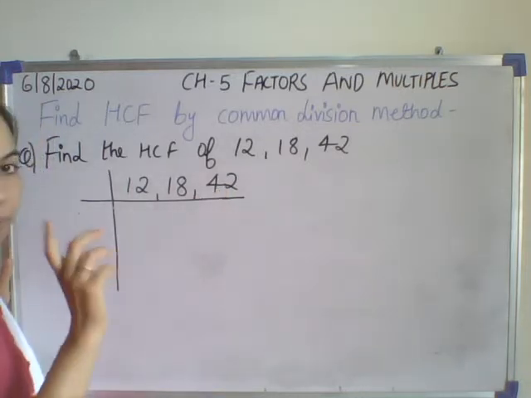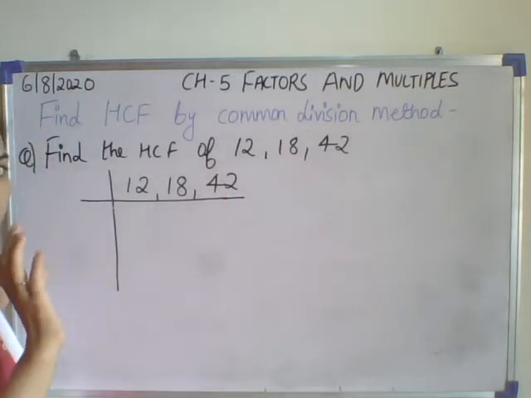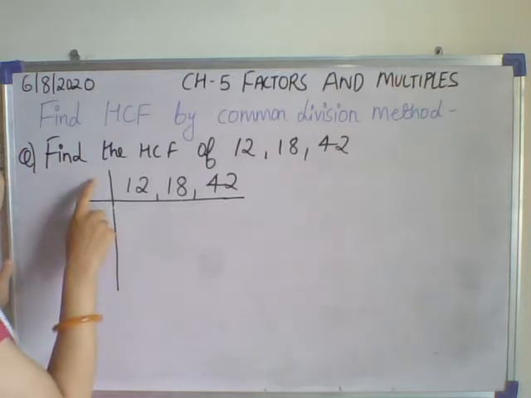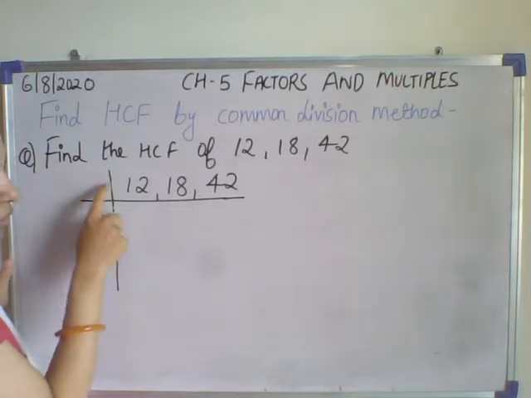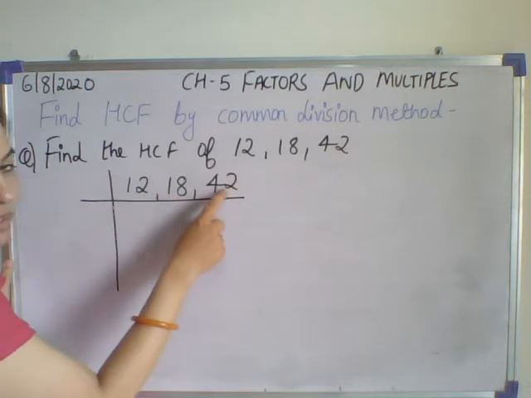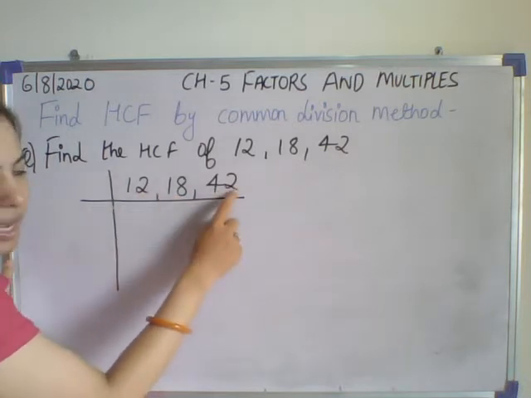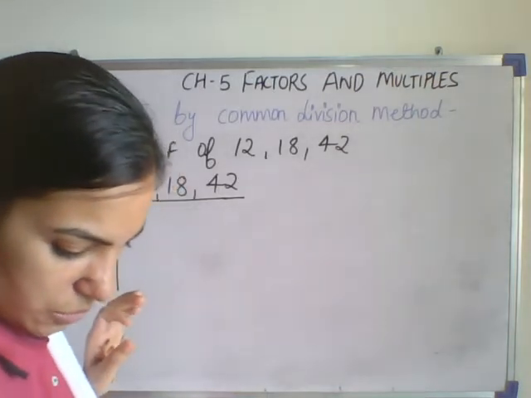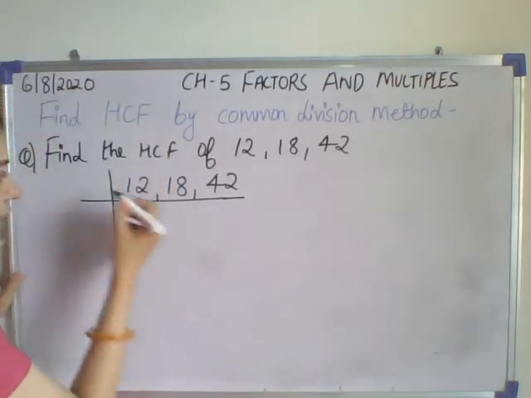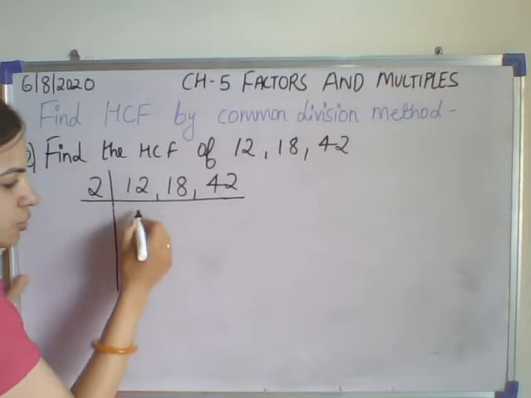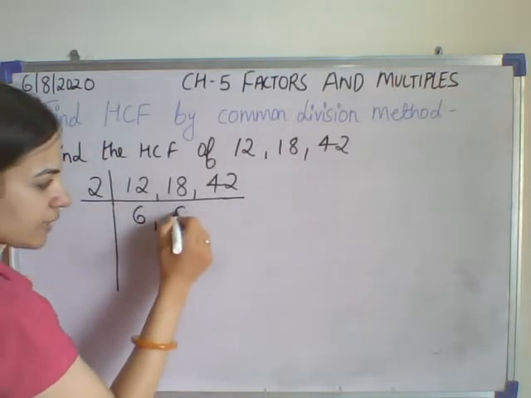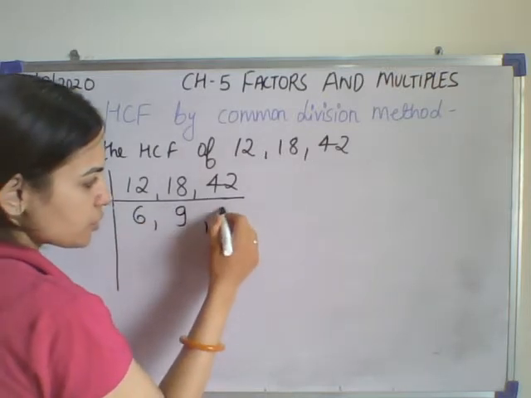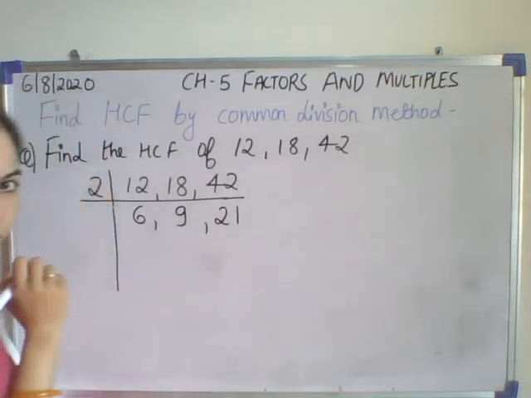Then you have to divide 12, 18 and 42 by a common number. The factor should be common. Like I am taking 2 here. These 3 numbers, 12, 18 and 42, are divisible by 2. They can be divided by 2. So I am writing here 2; 2 6s are 12, 2 9s are 18 and 2 21s are 42.